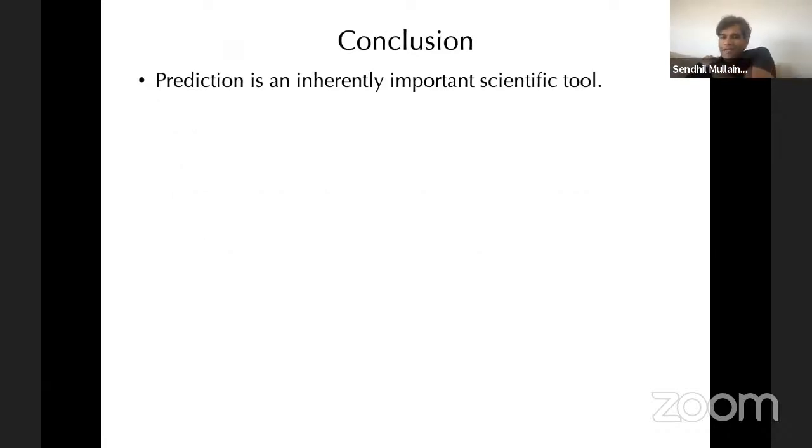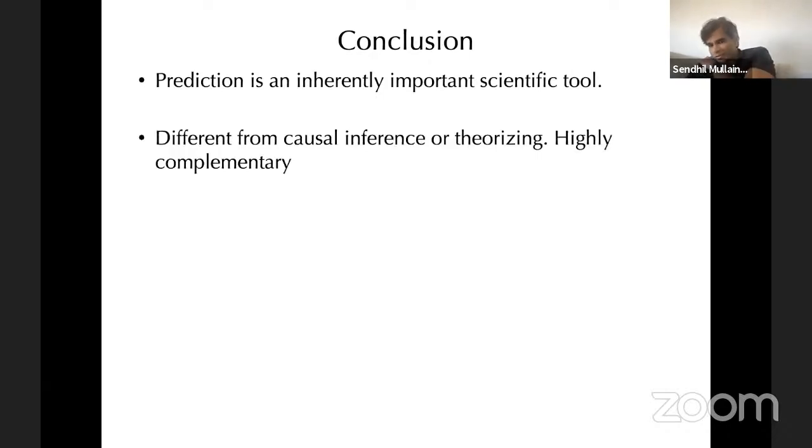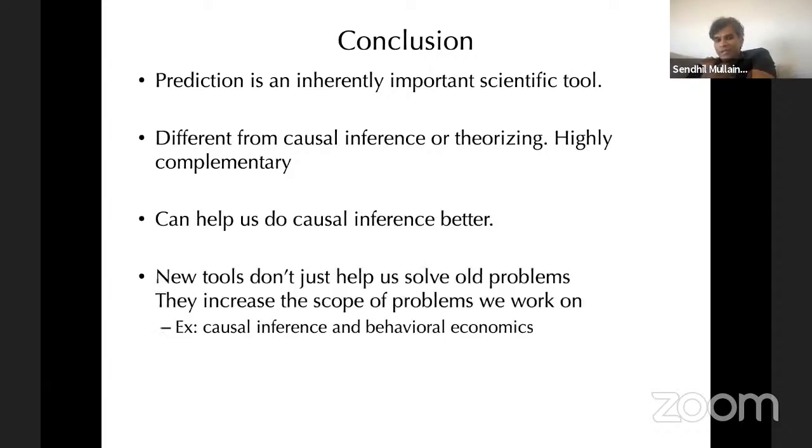So let me conclude. I think prediction is an inherently important scientific tool. It's different from causal inference, but it's highly complementary. It can help us do causal inference better. But whenever a new tool comes along, people first use it to solve old problems. Eventually, the big gains do not come from the new tool solving old problems. They come from the new tool helping us solve new problems, in fact changing the entire scope of the discipline. This happened with causal inference, it happened with behavioral economics, and I think machine learning is going to totally change what kind of questions we even tackle. Okay, let me stop there.